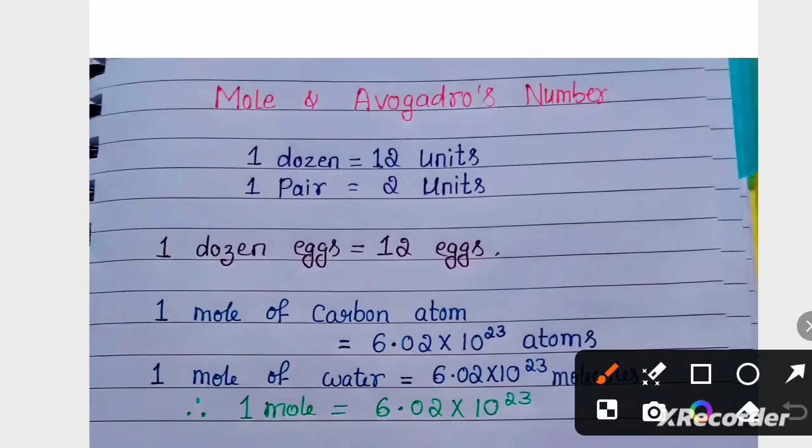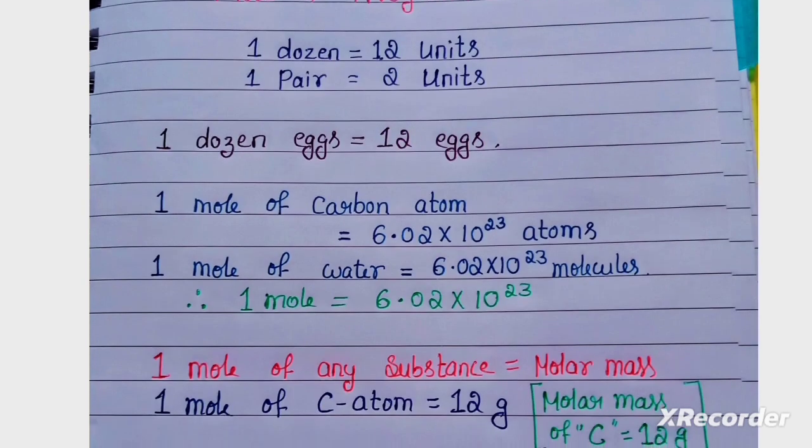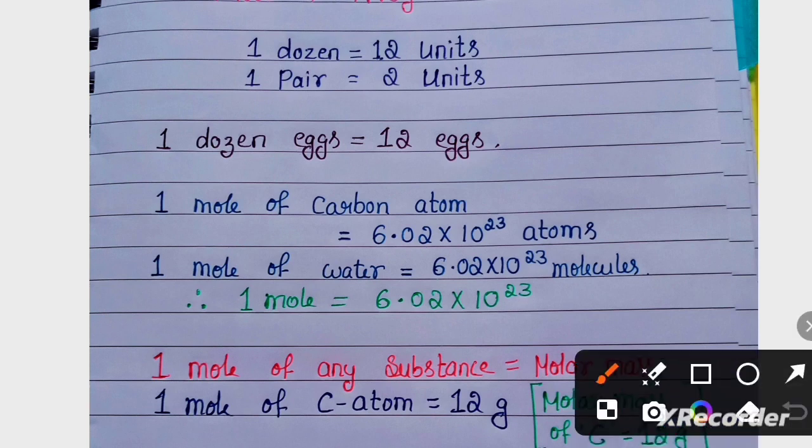In our daily life, we use some simplest form to represent a number, like a dozen to represent 12 units and a pair to represent 2 units. In chemistry also, we have one such simplest form to represent the number of atoms, ions, molecules or any particle. And that simplest form is the mole.